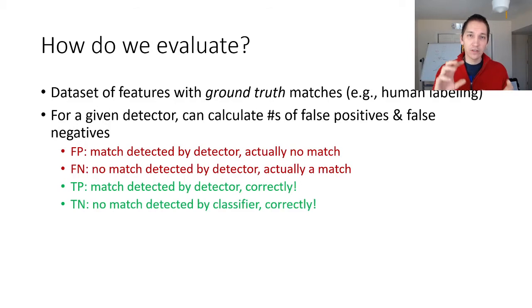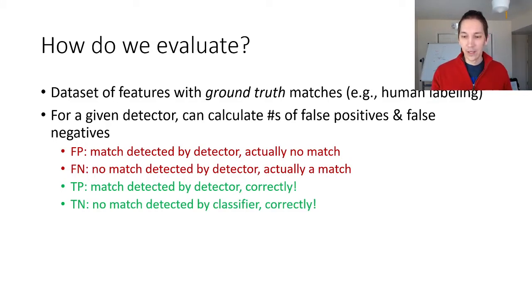Then for a given set of parameters to this matcher, I can calculate the number of false positives and false negatives, and then I can tune its parameters to improve the number of false positives and false negatives. So just to be perfectly clear, a false positive is when a match is detected by the feature detector, but it's actually no match. A false negative is the opposite, where the detector does not detect a match that is actually a true match. And then we have true positives and true negatives, which are the correctly determined matches and non-matches.